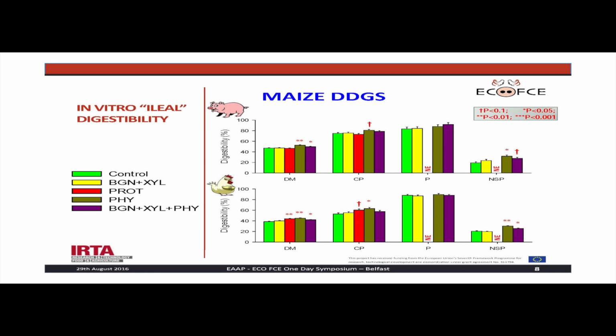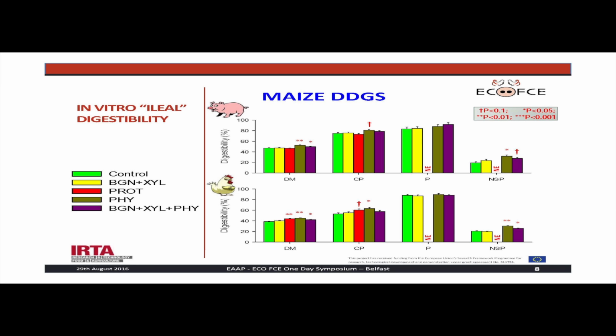For the maize DDGS, here the treatments are beta-glucanase, xylanase, protease, phytase, and the combination of phytase with the beta-glucanase and xylanase. And we saw that when we added the phytase, we observed an improved digestibility of dry matter. For crude protein with the phytase itself, there was a tendency for improvement, and also for the NSP fraction, it improved with two phytase treatments.